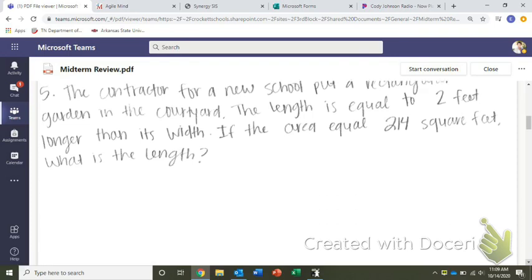Number 5 says, the contractor for a new school put a rectangular garden in the courtyard. The length is equal to 2 feet longer than its width. If the area equals 214 square feet, what is the length? Okay. So, remember, area equals length times width. It tells us the area is 214.